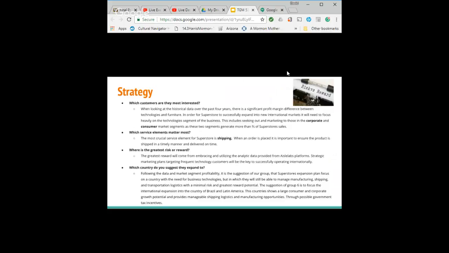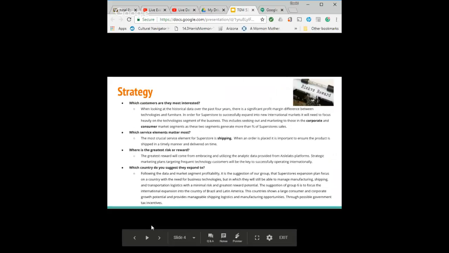The country that we feel, after doing our analysis, Superstore should invest in and move into is the Brazil market in Latin America. These countries show a large consumer and corporate growth potential and provide manageable shipping logistics and manufacturing opportunities.